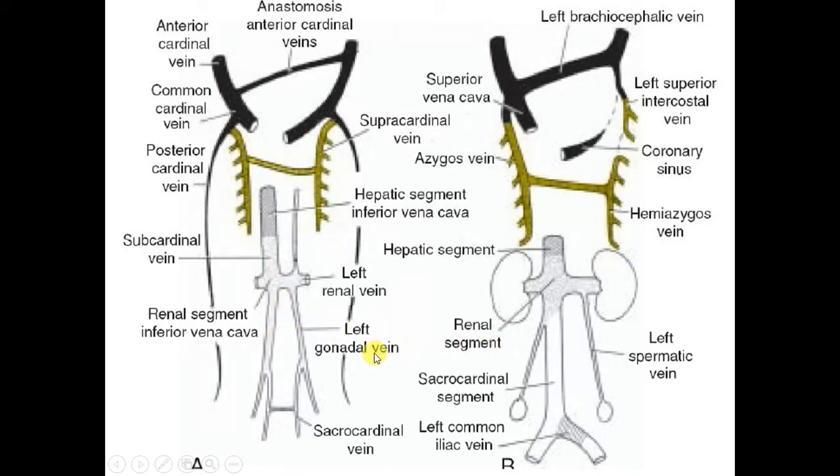So we will see. And the terminal part of the subcardinal venous system is the sacrocardinal veins. Here we see these are the sacrocardinal veins. And these sacrocardinal veins are contributing to the formation of the inferior vena cava.